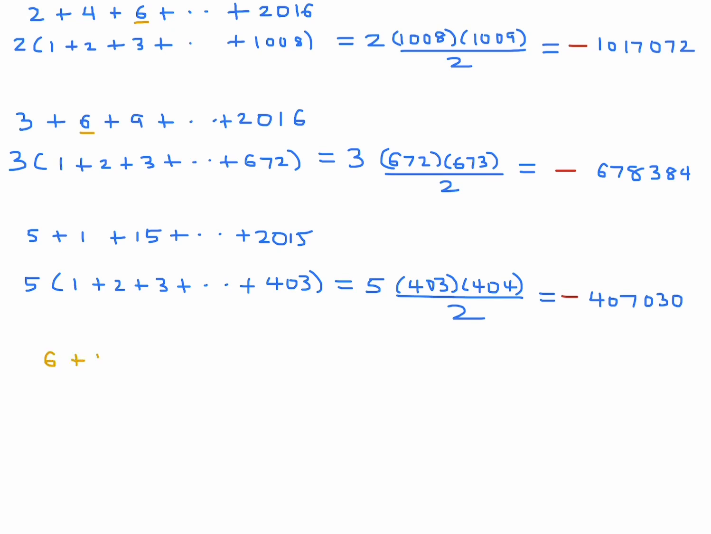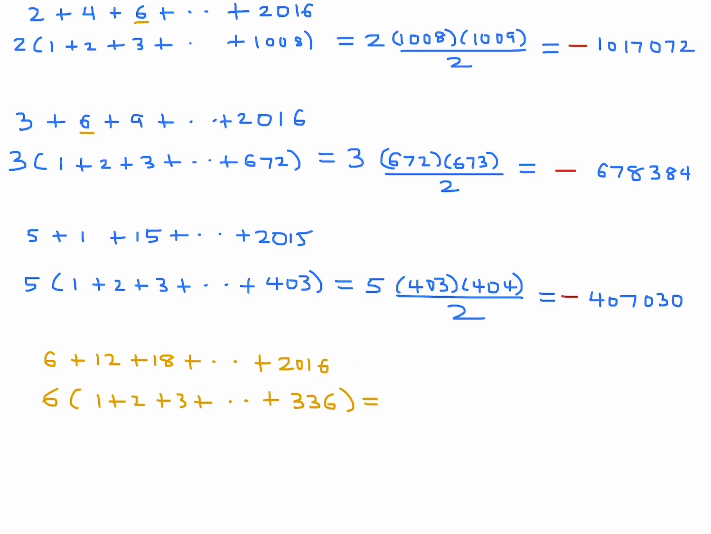So 6, 12, 18, and so on. We go all the way up until 2016, because that's the largest multiple of 6. All right, here we go. Again, factor out the 6, and we get 1 plus 2 plus 3, all the way up until 336, because 2016 divided by 6 is 336.